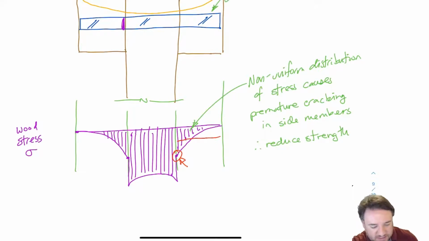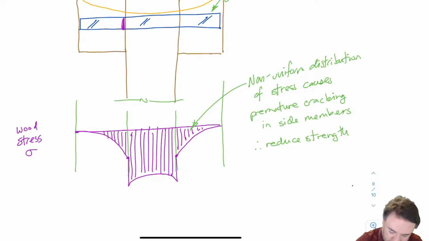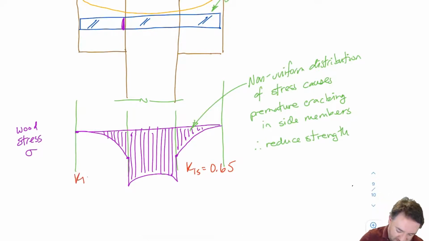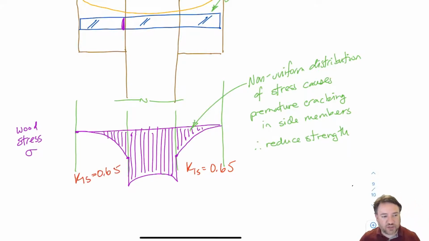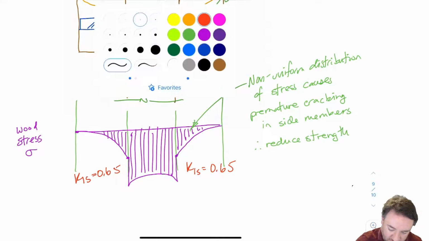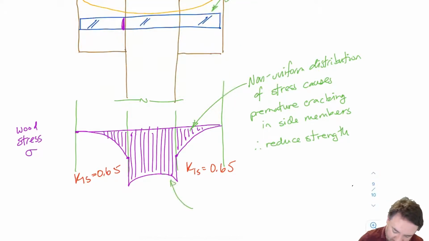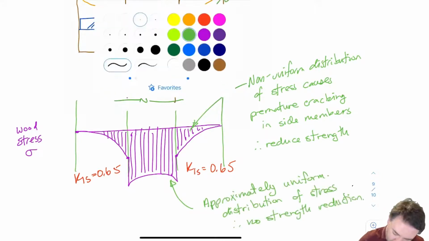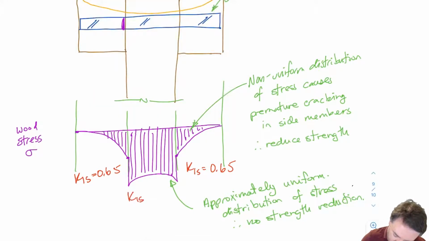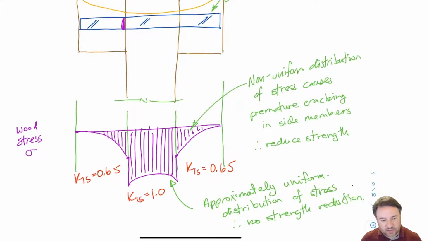That means that I'm going to fail and crack earlier than if I had a uniform distribution of stress. So for that reason, we apply a strength reduction factor for this member in the connection of 0.65. And same thing over here, KLS equals 0.65 to account for this non-uniform distribution of stress. Now for the one in the middle, it is more or less approximately uniform, certainly by comparison, so my KLS is going to be 1.0. So for 3-member connections, the one in the middle has a KLS of 1.0, and the ones on the outsides have a KLS of 0.65.